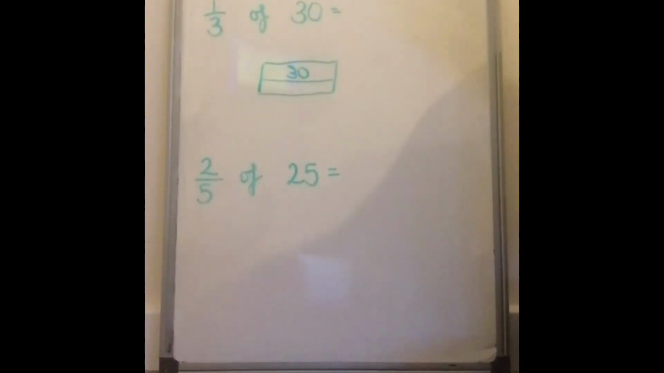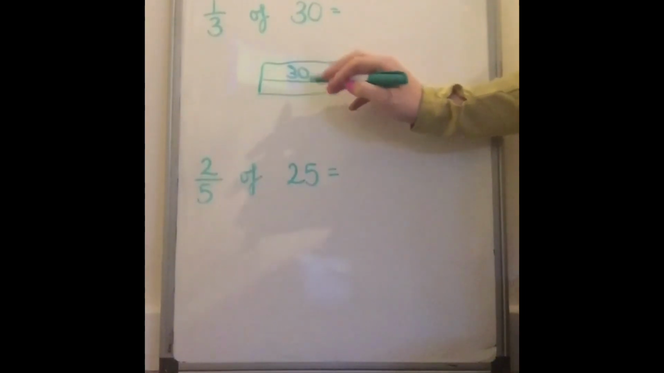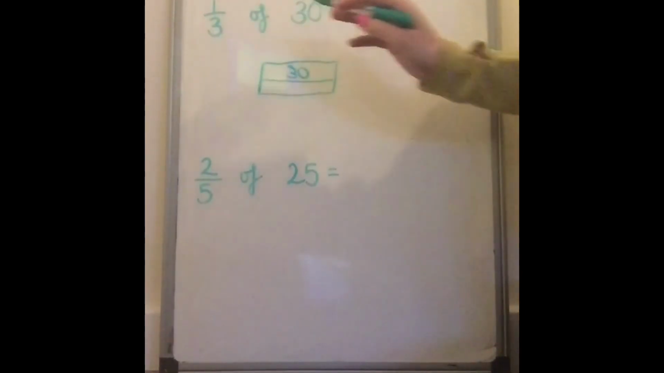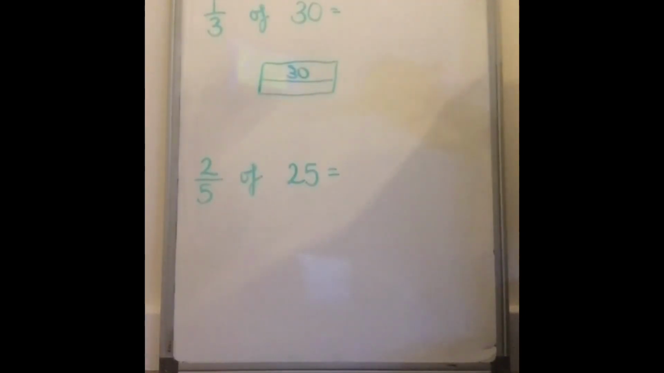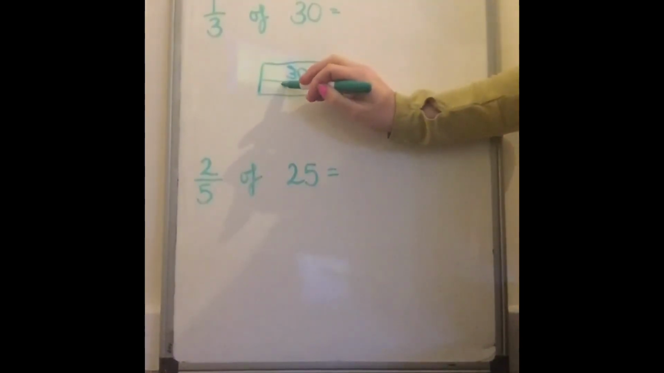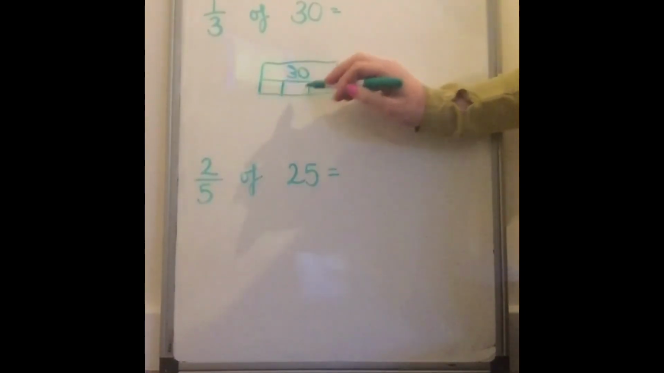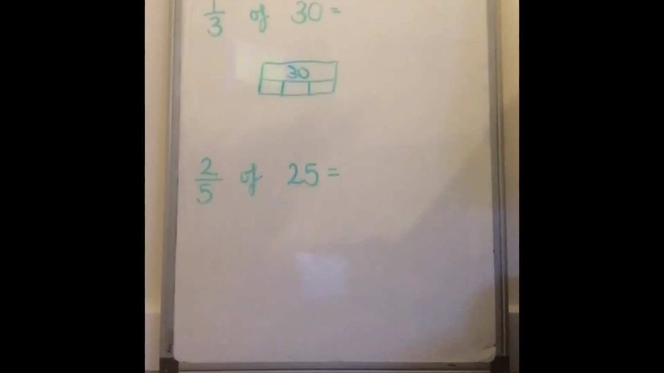Now my handy little trick for you is when you're drawing the lines, if you want to split into 3 groups, you always do one less line. So if you're drawing 3, you draw 2 lines. If you want 4 groups, you draw 3 lines. If you want 5 groups, you draw 4 lines, etc, etc. So we need to draw 2 lines, and there you go, 1, 2, 3. I've split into 3 evenly.